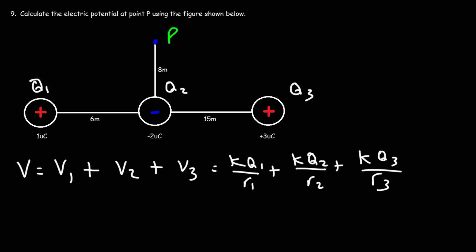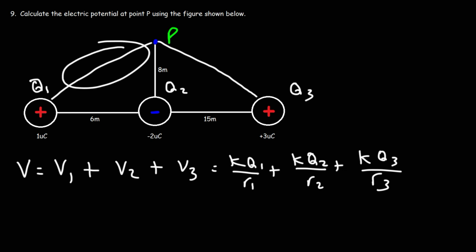Now the good thing about this particular formula is that electric potential is scalar. So we could simply add up V1, V2, and V3, and we don't need to worry about direction or vectors and angles. All we need is to determine the distance between Q1 and point P and the distance between Q3 and point P.